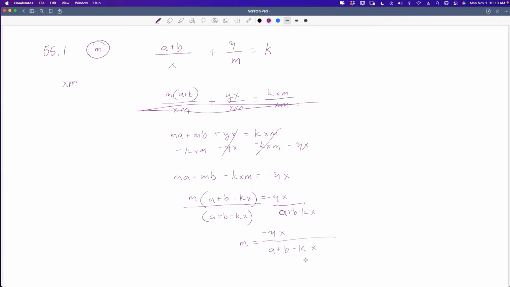All right, we see how that kind of works. It's all about just isolating that one value, that one variable. So let's do another one, and I want you guys to try this one, see what you get. This is 55.2. And we are going to solve for x.